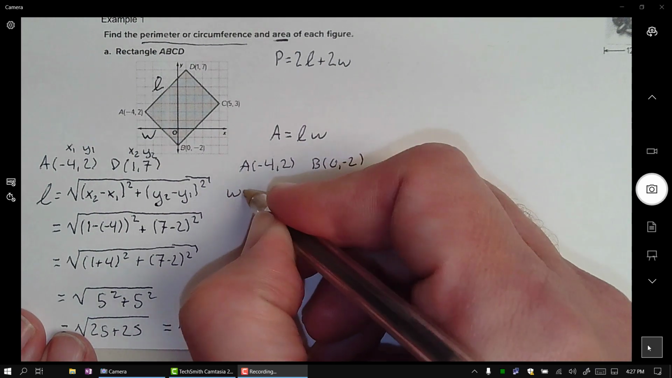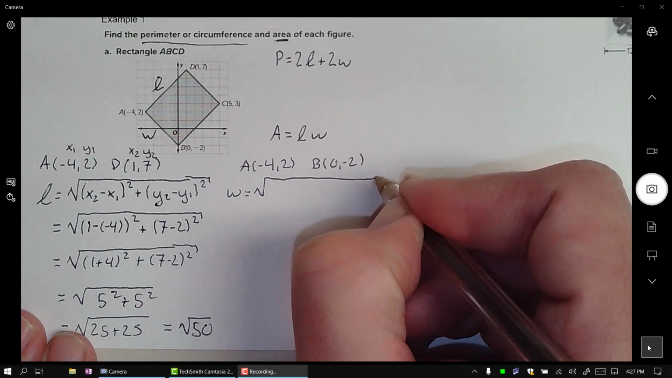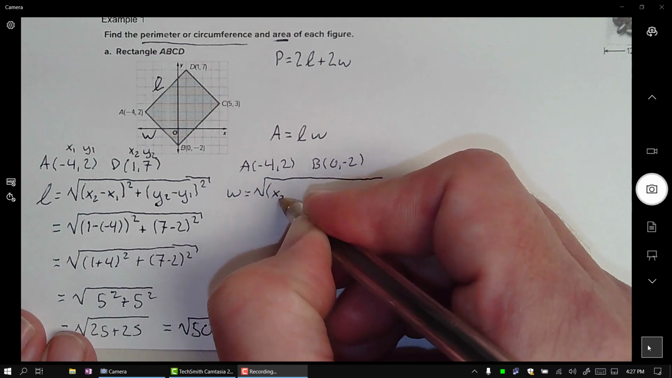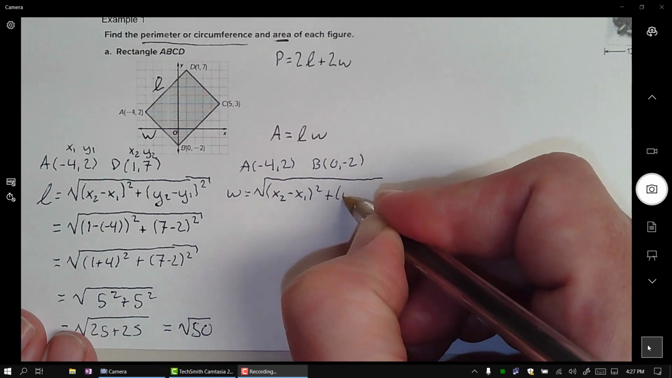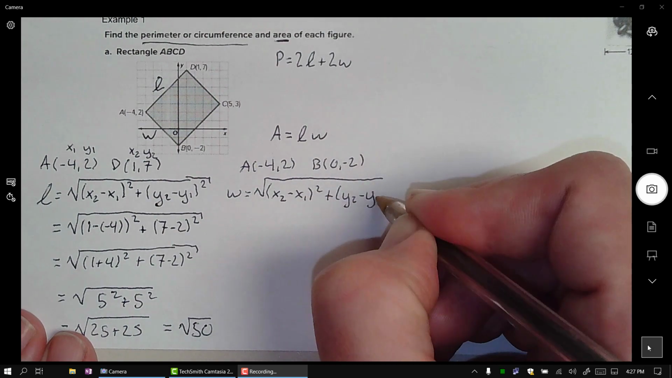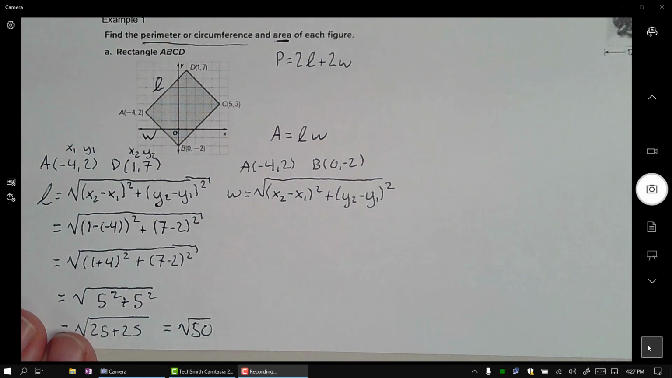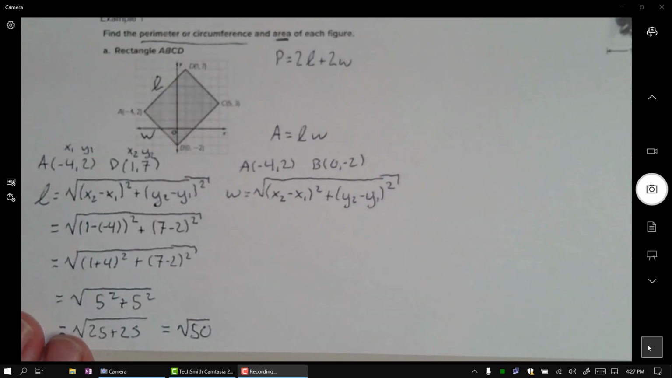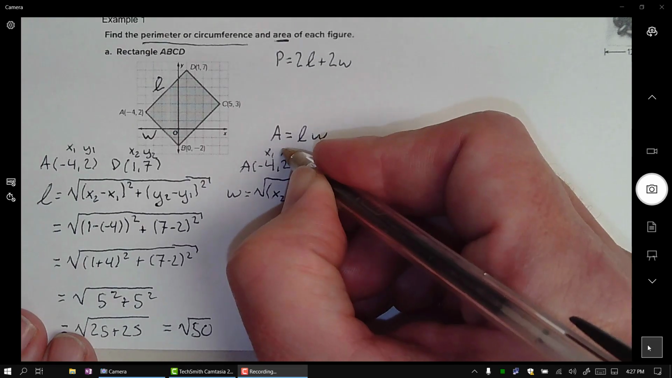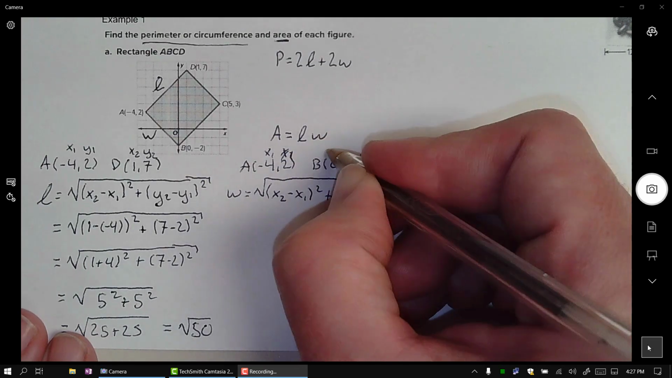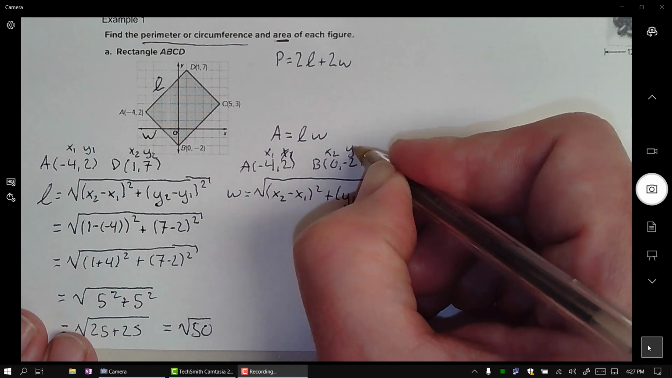Our width formula is still the distance formula, x2 minus x1 squared plus y2 minus y1 squared. Substitute in all the values. This is going to be my x1. This is going to be my y1. This is going to be my x2. This is going to be my y2.